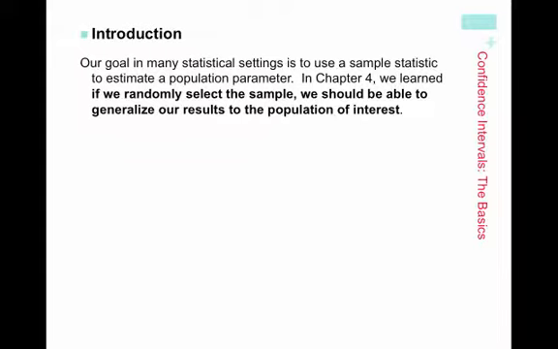So our goal with statistics oftentimes is to use a sample statistic to estimate the population's parameter. In chapter 4, when we were looking at how to design experiments, we needed to randomly select the sample. And by doing that, we were able to avoid bias and generalize our results to the population of interest.